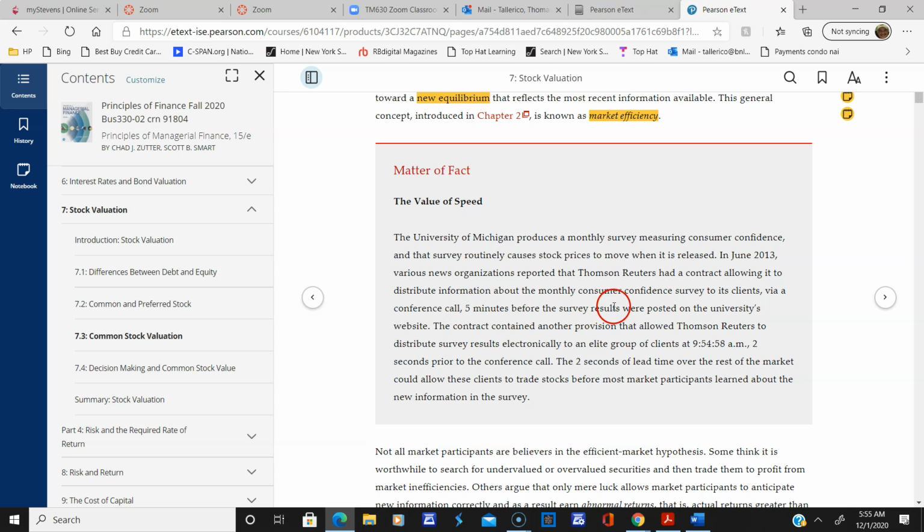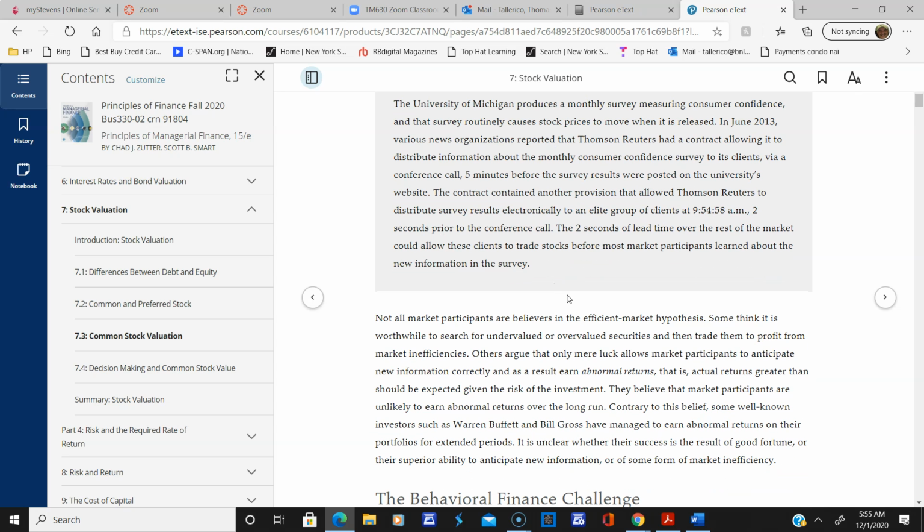5 minutes before the survey results were posted on the university's website, the contract contained another provision that allowed Thomson to distribute survey results electronically at 9:54:58, 2 seconds prior to the conference call. The 2 seconds of lead time over the rest of the market could allow these clients to trade stocks before most market participants learned about the new information in the survey.